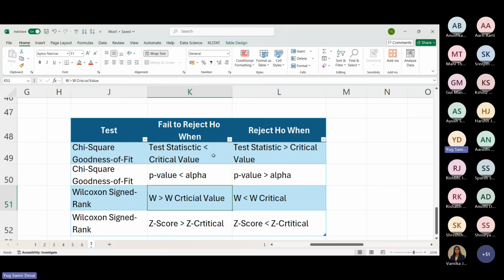So like for Wilcoxon, it should be more. For chi-square, it should be less.